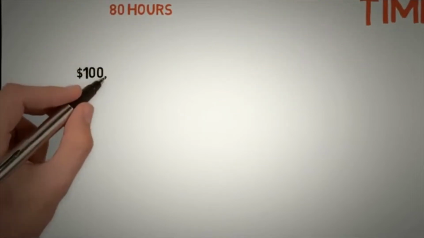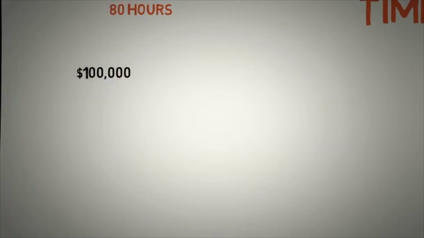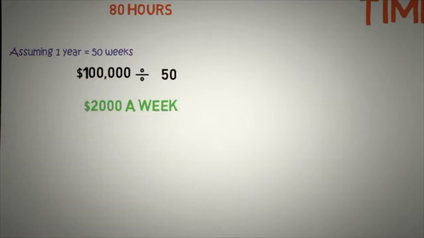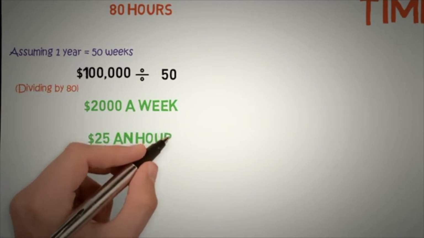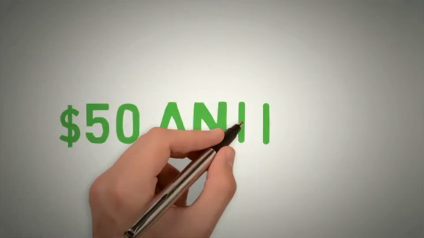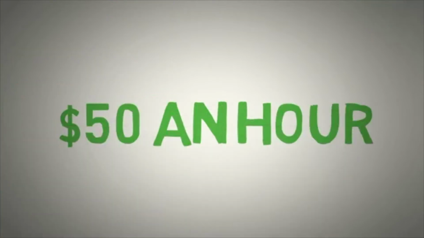And if we do some simple math, we said that John earns 100,000 a year, and let's say 1 year is 50 weeks, just for the sake of simplicity. So, by dividing 100,000 by 50, we conclude that John makes 2,000 a week. And we said that he works 80 hours a week. So, by dividing 2,000 by 80, we conclude that John makes $25 an hour. If we do the same exact calculation with Jack, we get that Jack makes $50 an hour.